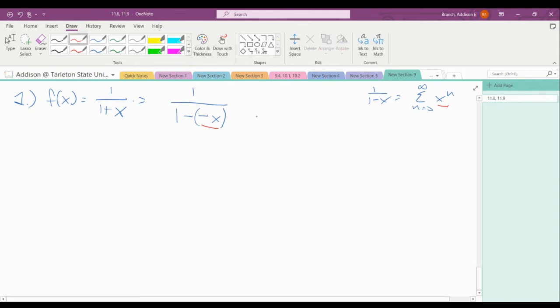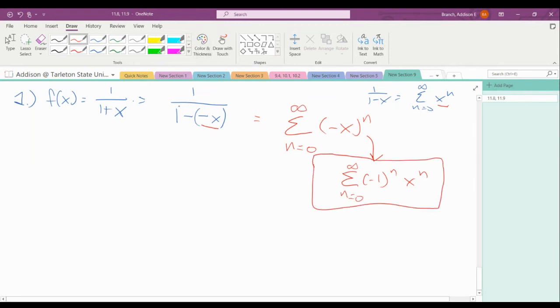So therefore we can say that this is equal to the series of n goes from 0 to infinity of negative x to the n. And from here, if you want to take it one step further, you could even say n goes from 0 to infinity and split up that negative 1 and the x. And this would be your final answer. So essentially we want to get 1 over 1 minus something, and then whatever that something is, we substitute that back into our initial idea of our power function.